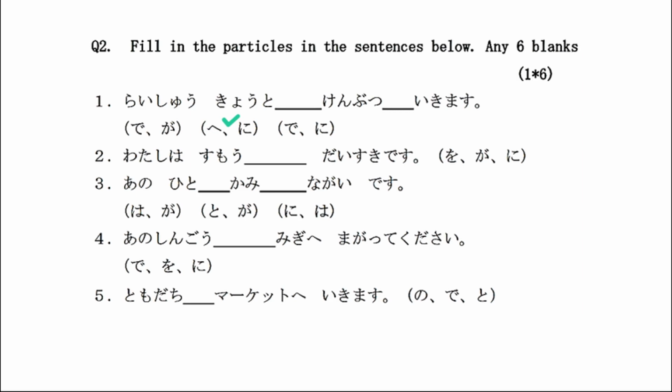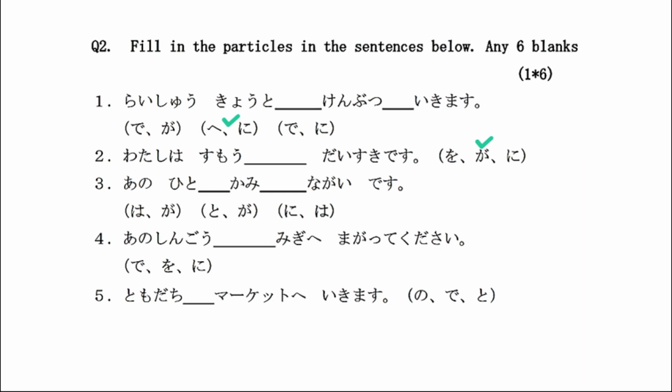So the correct option here will be ga, and the sentence will become Watashi wa sumo ga daisuki desu. The third sentence is Anohito dash kami dash nagai desu. Here again there are two blanks to be filled.